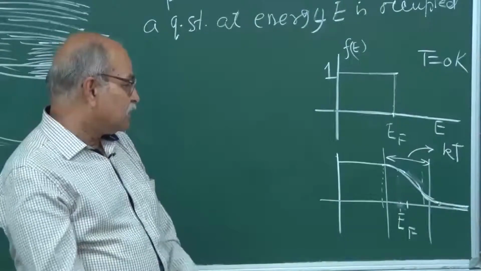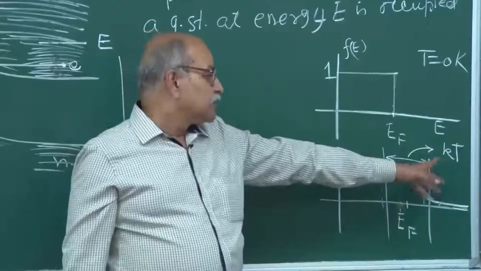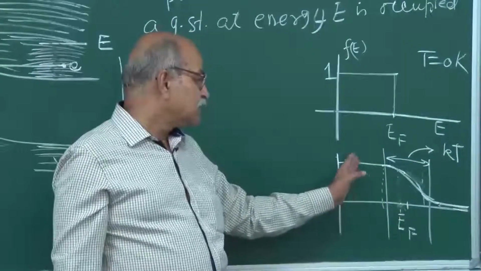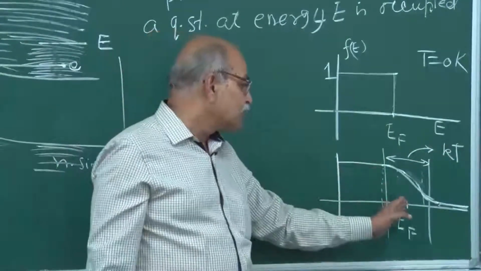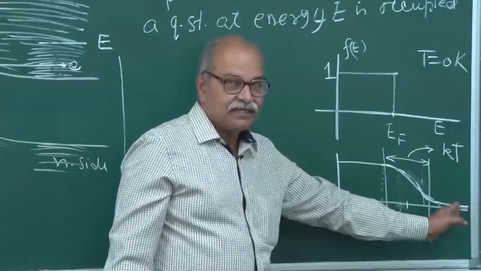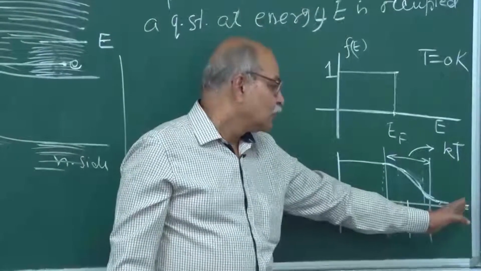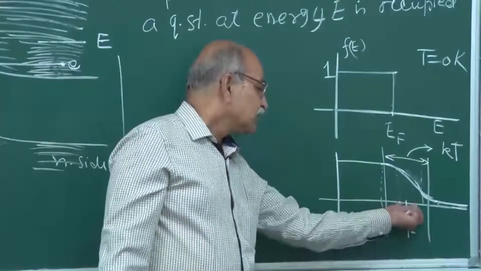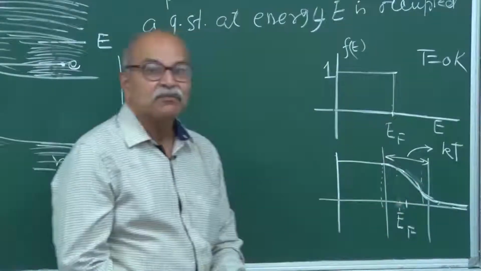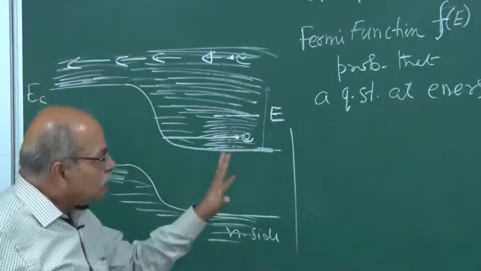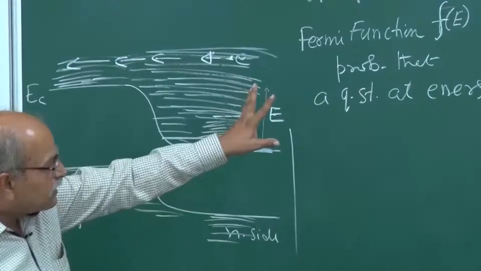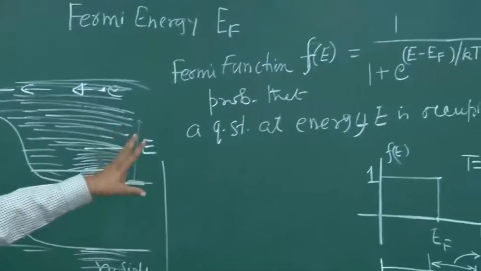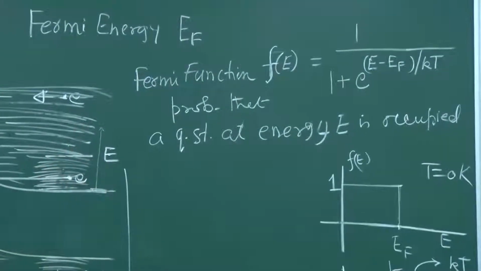So if you are, say, 100 kT to the left, the probability is almost 1. If you are 100 kT on the other side, the probability is 0. But if you are say 2-3 kT on this side or that side, then you can have this probability. Okay, so now let us use this function to get probabilities in intrinsic, p-type, and n-type semiconductors.